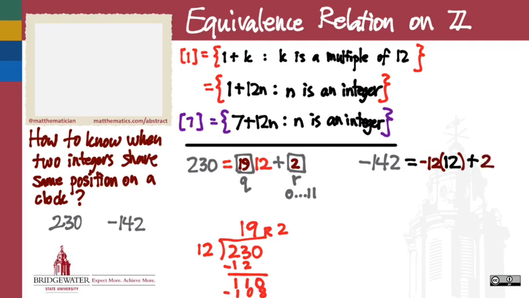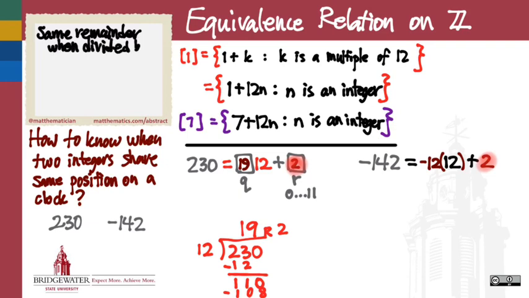So now that we've done that division process, what do we conclude about whether 230 and negative 142 are in the same position on a clock? You say yes. Why? What are you cueing in on? How are you making that conclusion? They have the same remainder when they're divided by 12. Right. So you're looking at this 2, looking at that 2. Those are the same. So one way of understanding how we know when two integers share the same position on a clock is that they have the same remainder when divided by 12.